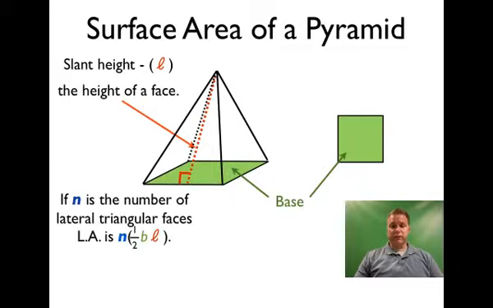How do you find the area of a square? Well, let me come back to that, sorry. If n is the number of lateral triangular faces, so the triangles, then the lateral area is n, which is the number of faces, times 1/2 base times the slant height, because the faces are triangles. So remember, our formula for the area of a triangle is 1/2 base times height. Well, in this case, the height is the slant height.